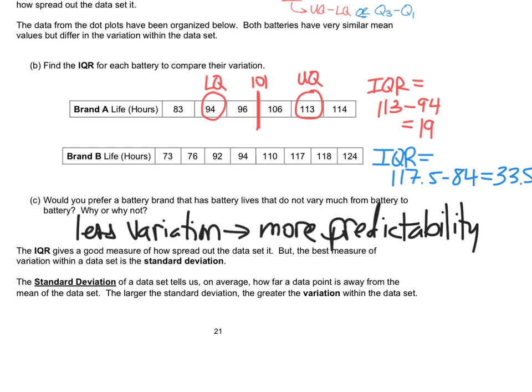Standard deviation of a data set tells us on average how far a data point is away from the mean of that data set. The larger the standard deviation, the greater the variation within the data set.